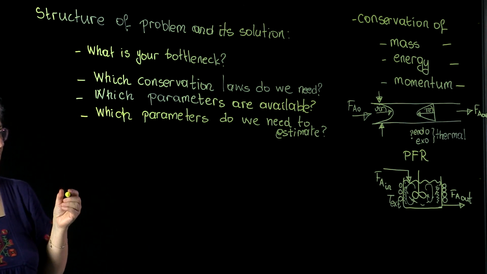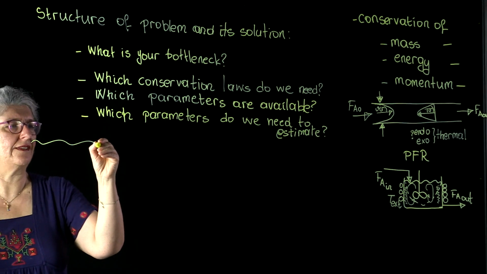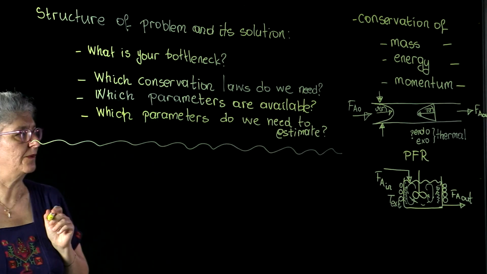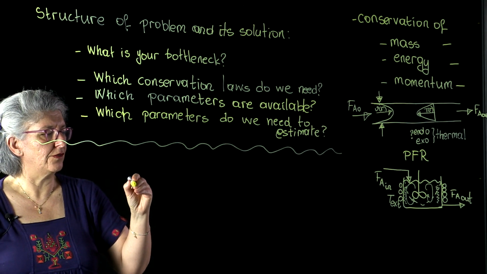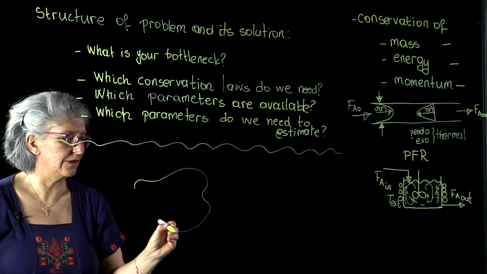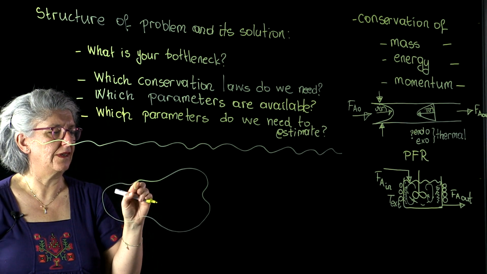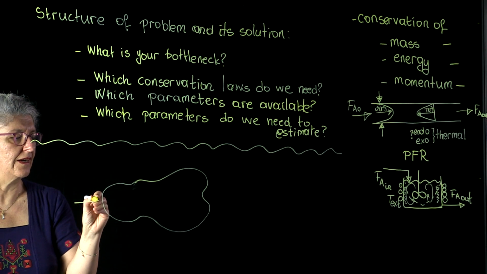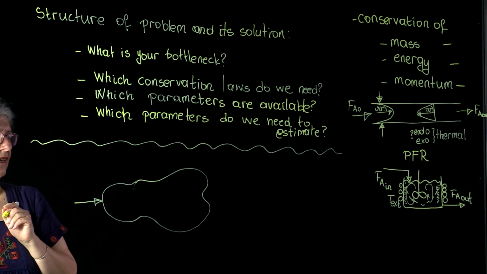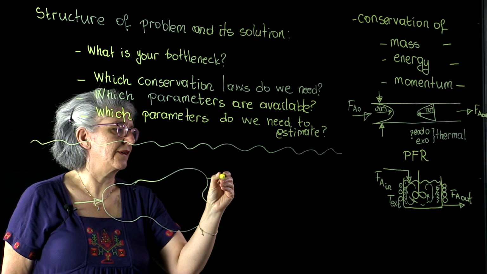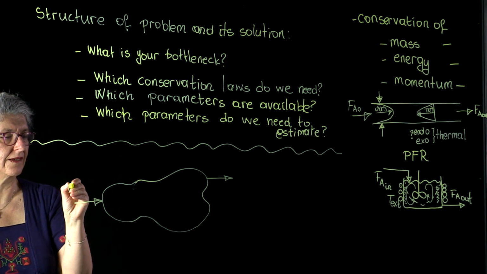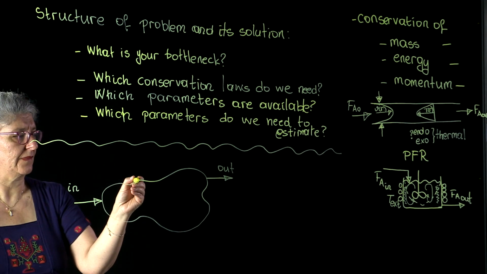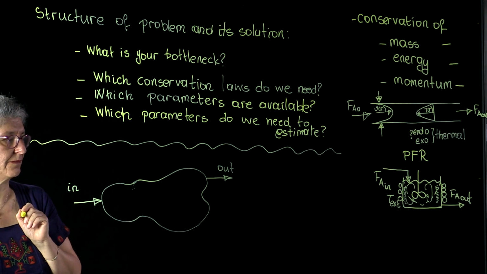Now let us remember the fact that we need to set boundaries in order to solve problems, and let us plot our system potato, the hypothetical arbitrary system boundary that we have set around our problem, and we have inlet and outlet streams flowing through this system boundary.